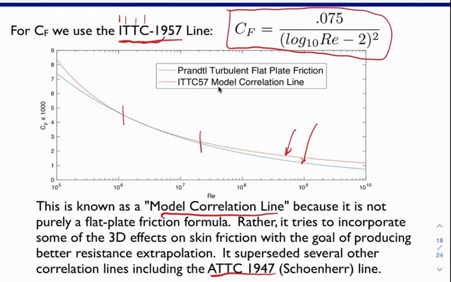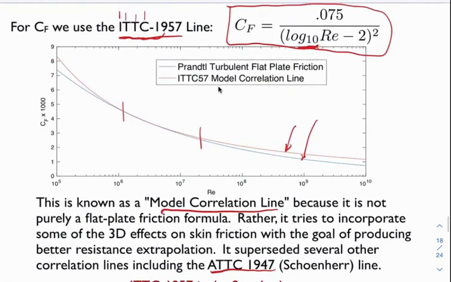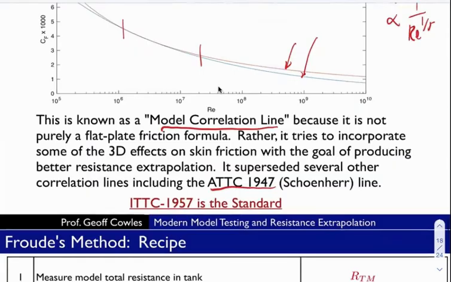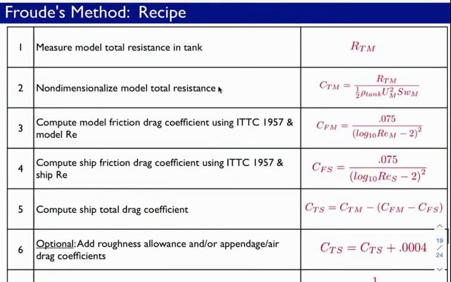You can see there's a log 10 Reynolds here in the denominator, and then it's quite close to Prandtl's formula, which is proportional to 1 over Reynolds number to the 1/5. So you have a very different functional form between these two, but you get very similar-ish looking curves. So this is what you're going to use in both of the model extrapolation procedures, not the Prandtl formula, this model correlation line.